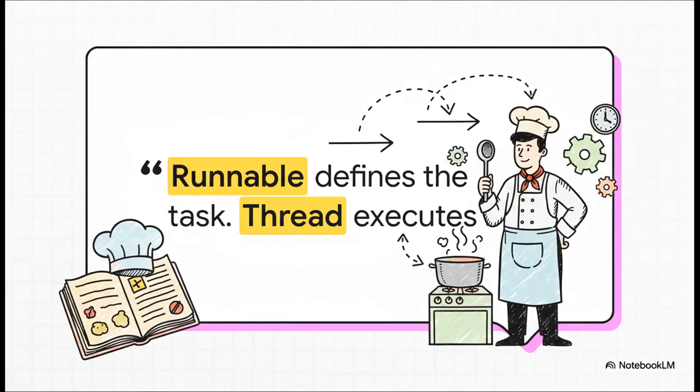If you need a simple way to remember that, here it is. This is interview gold. Runnable is the recipe. It defines what needs to be done. The thread is the cook. It's the one who actually picks up that recipe and gets the job done.